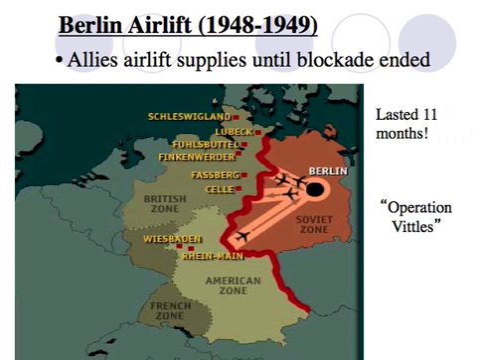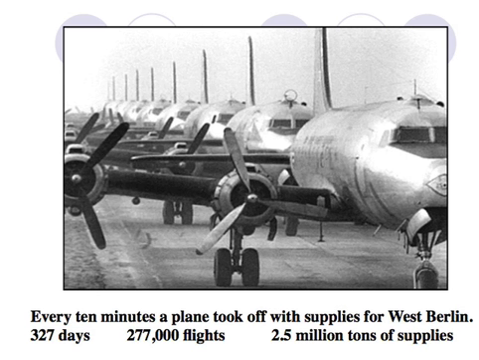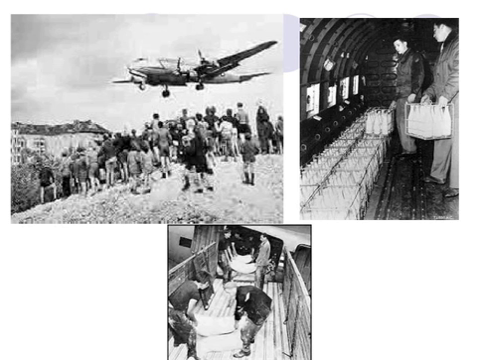The only way for the Allies to supply their sectors in Berlin was to actually fly in supplies. They knew this was safe because Stalin wouldn't dare to shoot down Allied planes with America's atomic supremacy. The flights lasted for 11 months until Stalin gave in. 327 days, 277,000 flights, 2.5 million tons of supplies. So it was quite impressive, and it was definitely a success because Stalin finally gave up. And here's a few more photos of all the supplies being delivered.